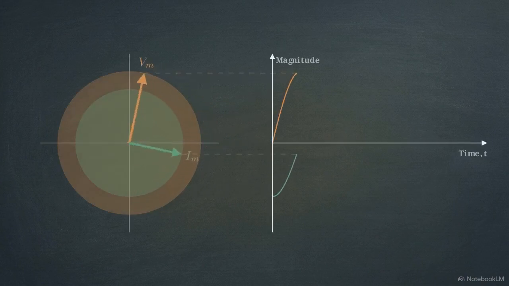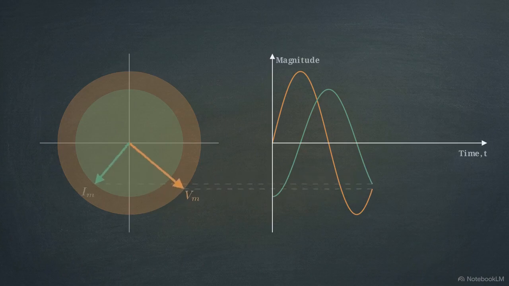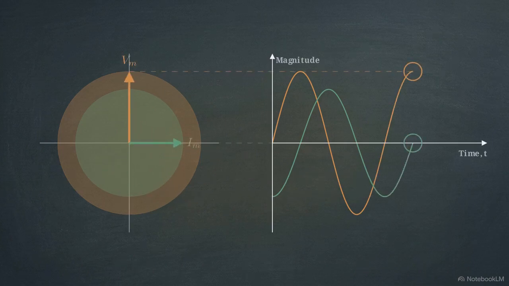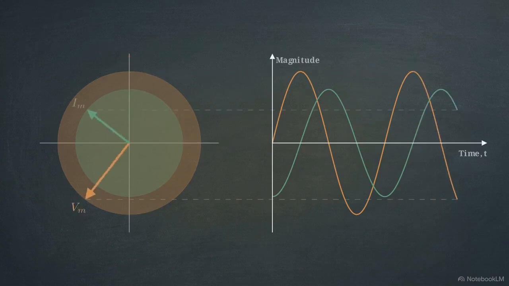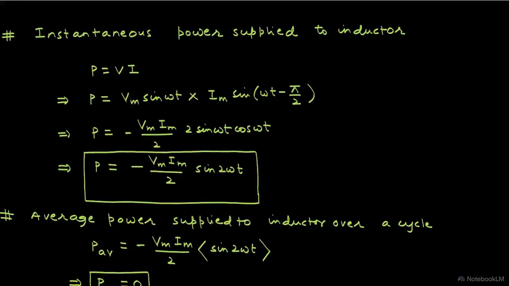To represent time, we rotate these locked vectors counterclockwise. Tracing their height onto a time graph perfectly draws our overlapping sine waves. Watch the peaks. When voltage hits maximum, current is just crossing zero, proving the phase shift is a structural delay. We resolve our core paradox by examining power, defined as voltage multiplied by current.